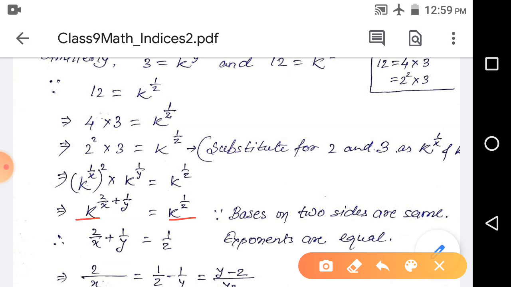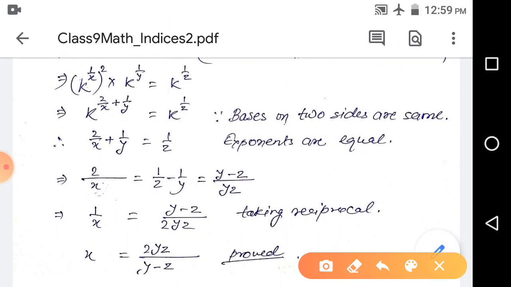So now we have the equation with the same base k but different exponents, but their exponents must be equal as their bases are same in the equation. So we can form the equation like 2 by x plus 1 by y equals 1 by z. And now we will solve this one.